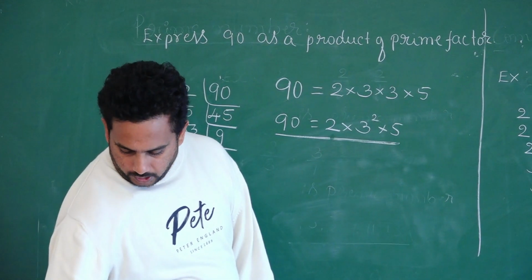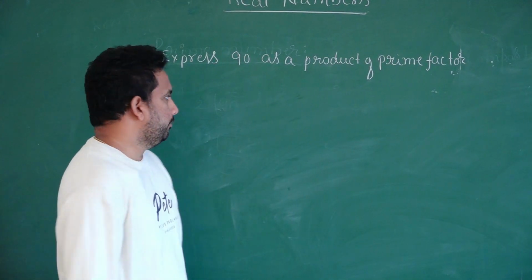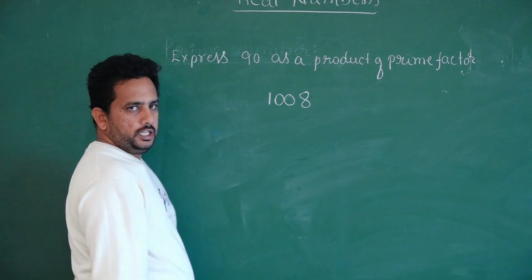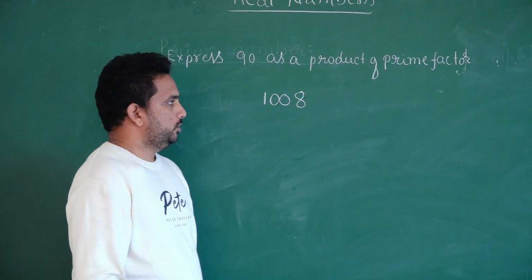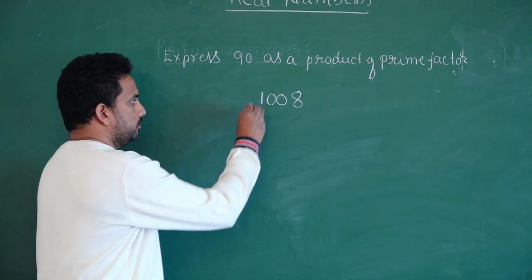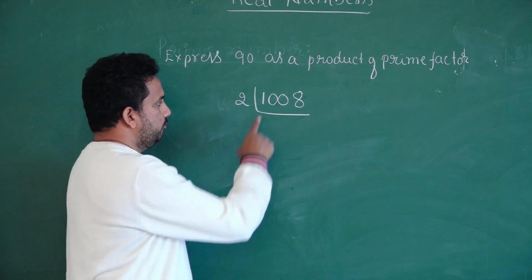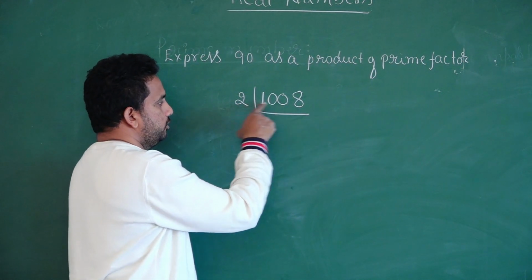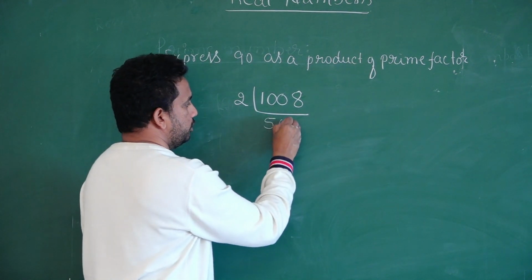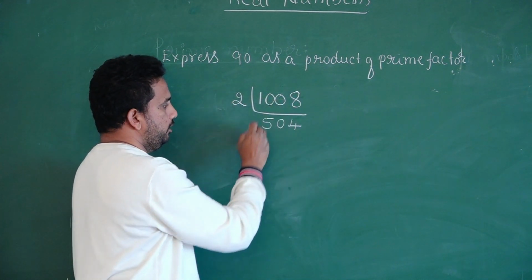So like that we can take a larger number also. So now we take a larger composite number, 1008. This is a composite number. This one we have to express as a product of prime numbers. How to express this? Okay, so same, follow the rules. 1008 is divisible by 2. So 5 twos are 10, so 10 is there, so 0. 4 twos are 8, 4 twos are 8. So like that.